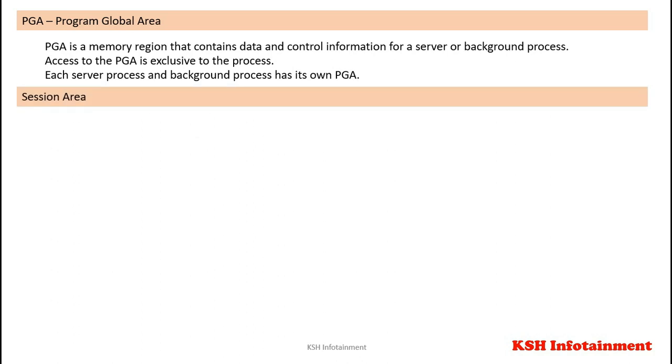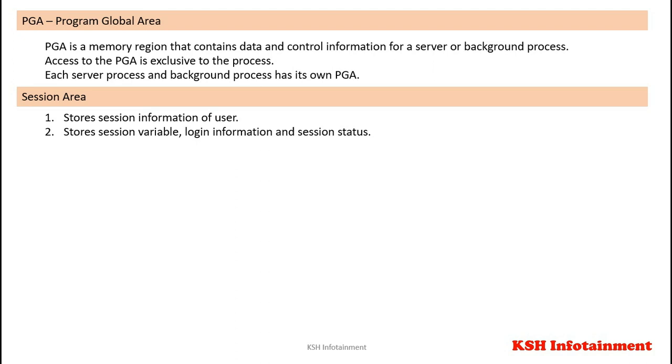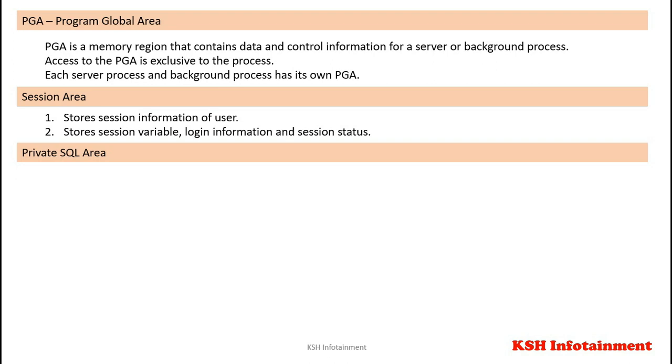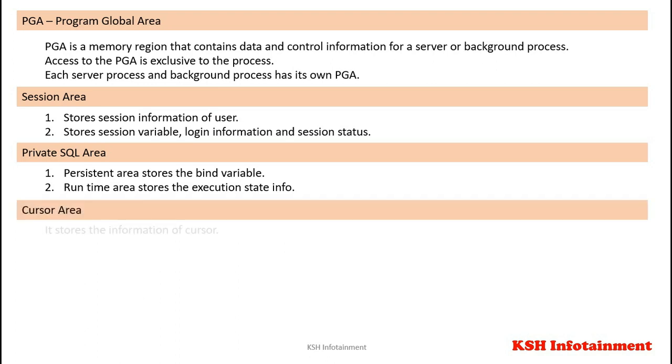Session area. It stores session information of user. It stores session variable, login information and session status. Private SQL area. Persistent area stores the bind variable. Runtime area stores the execution state info. Cursor area. It stores the information of cursor.